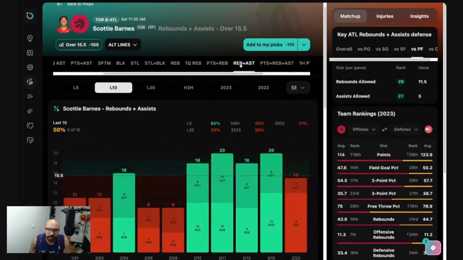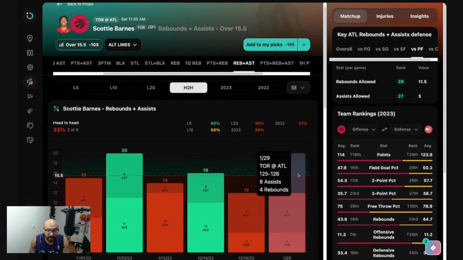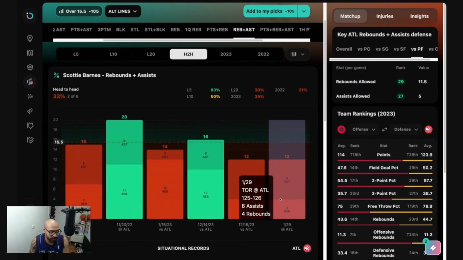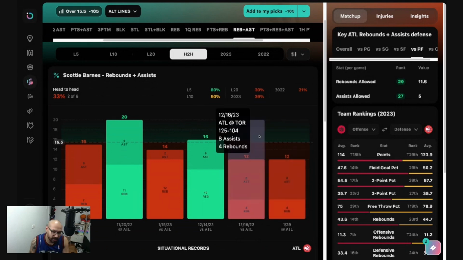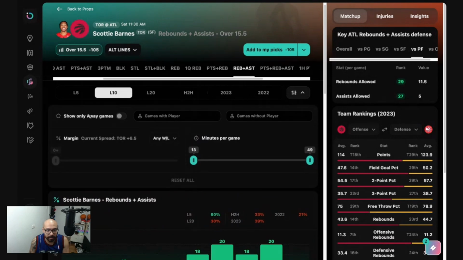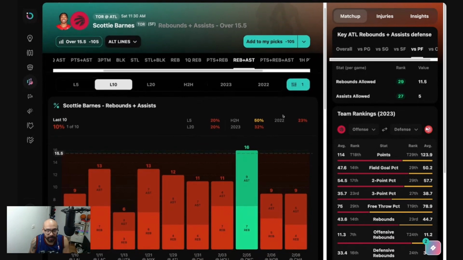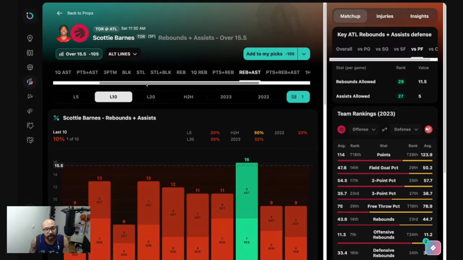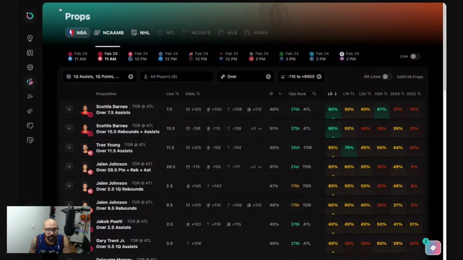Okay. So looking at the matchup, the rebound matchup is great. The assist matchup is great too. So the matchup side of things works well. In head-to-head matchups, you can see that he hasn't rebounded well in his last 2 games against the Atlanta Hawks, though. Only 4 rebounds in each game. Assist-wise, he has been getting it done. Let's check his rebounds and assists on the road. He's only hit this in 1 of 10 games on the road. So that sucks. I don't like that at all. So if we were going to play a Scotty Barnes play, it looks like it would have to be his assist prop.